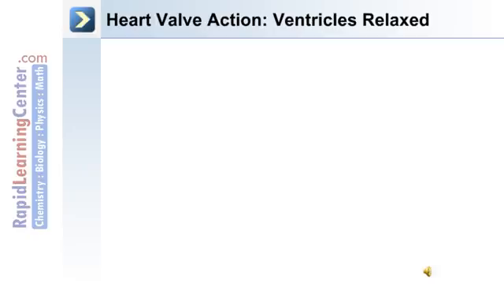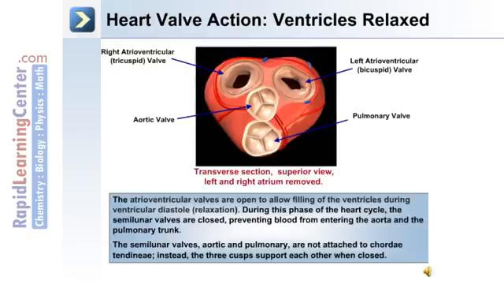Let's look at the action of the valves during systole and diastole. When the ventricles are relaxed, the right atrioventricular valve and the left atrioventricular valve are open. These allow filling of the ventricles with blood.